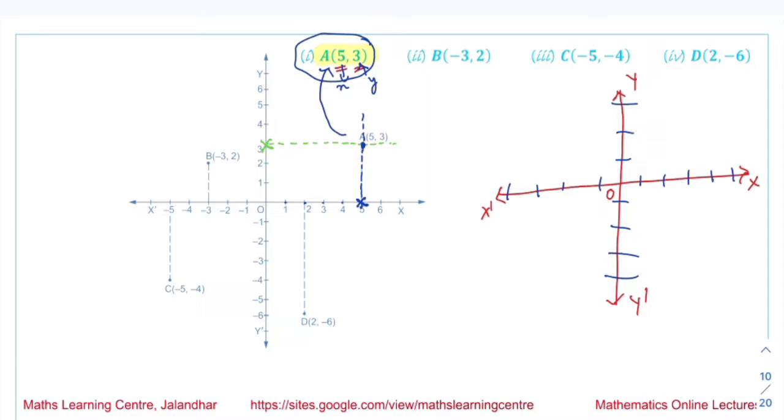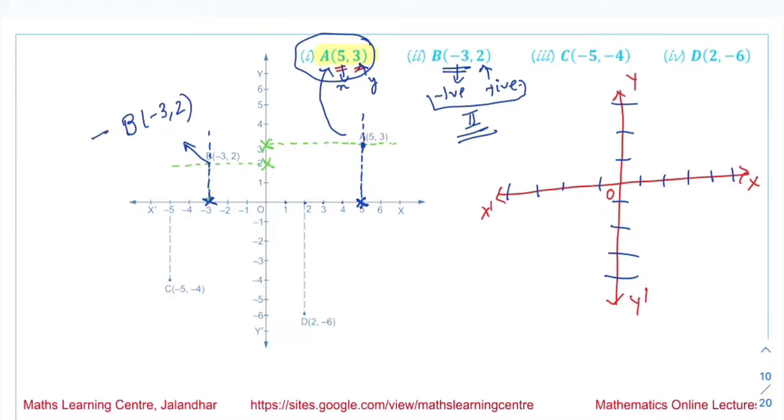Next we have to draw B, (-2,3). When we talk about minus 2, it means the x coordinate is negative and the y coordinate is positive. It means it lies in the second quadrant. We can see from here that minus 2 is here and 3 is over here. When we draw the perpendiculars, we get the point B. So this point lies in the second quadrant, and the previous point lies in the first quadrant.